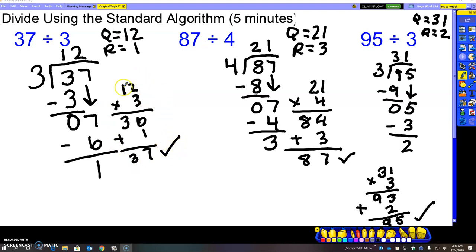Okay, so I did my divisor, which was 3, times my quotient, which was 12, and got 36, and I had a remainder, so I've got to remember to add that back in to make sure that my answer actually checks. So that's what those look like. We're going to practice more of this today, but we're not going to have zeros left over in the tens. We're actually going to have some tens left over. So let's get started.